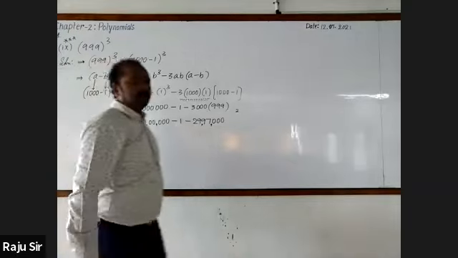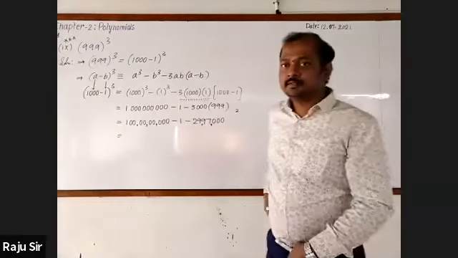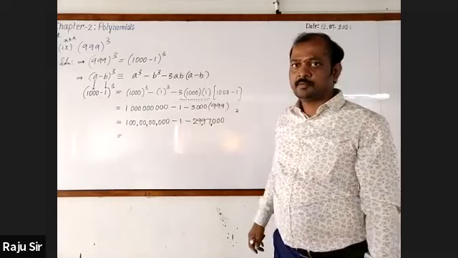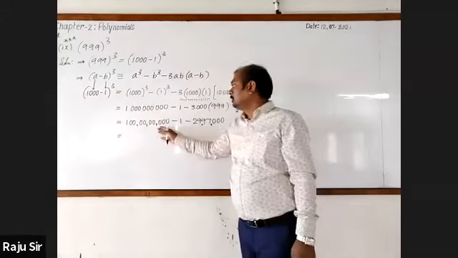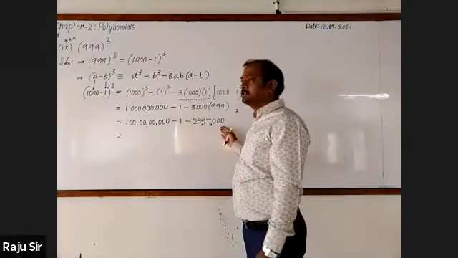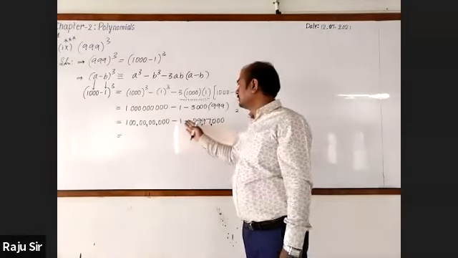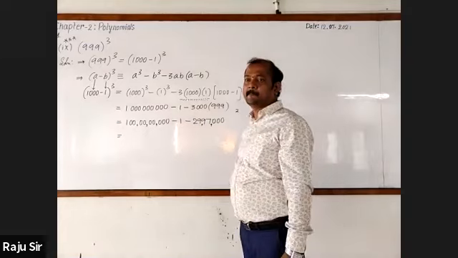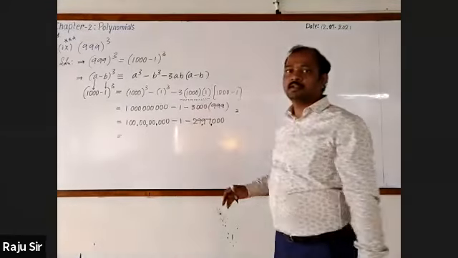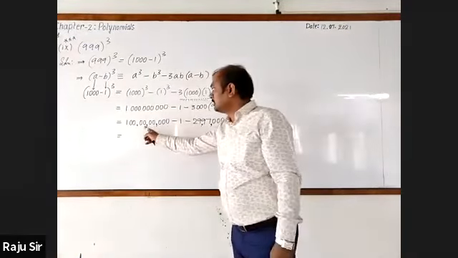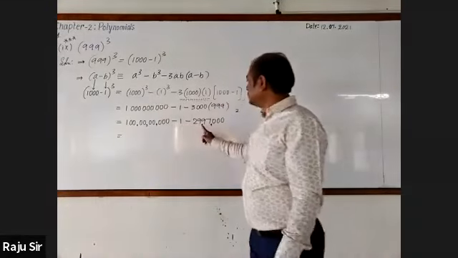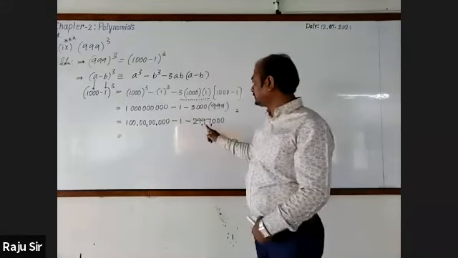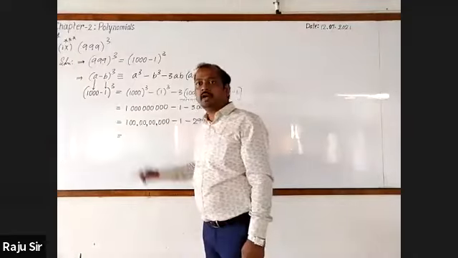Then will you go for simplifying this? Yes, sir. Whether you take first and last, second and last, first and last. Subtract just 29 lakh 97,000 from 100.